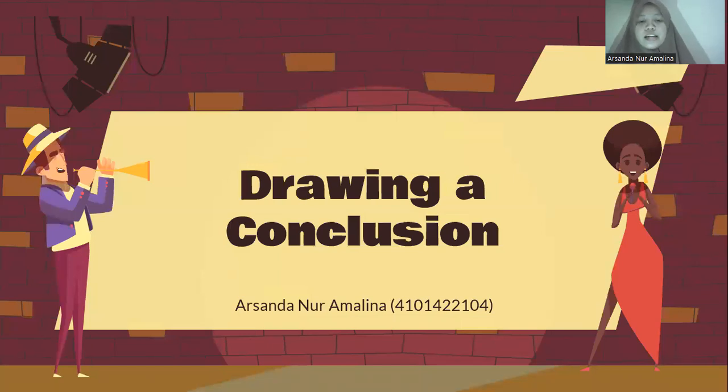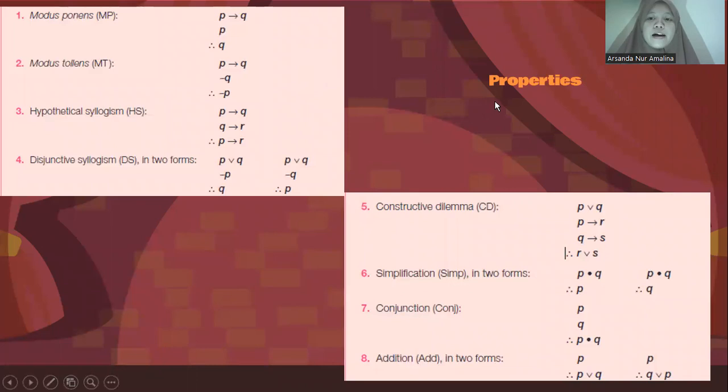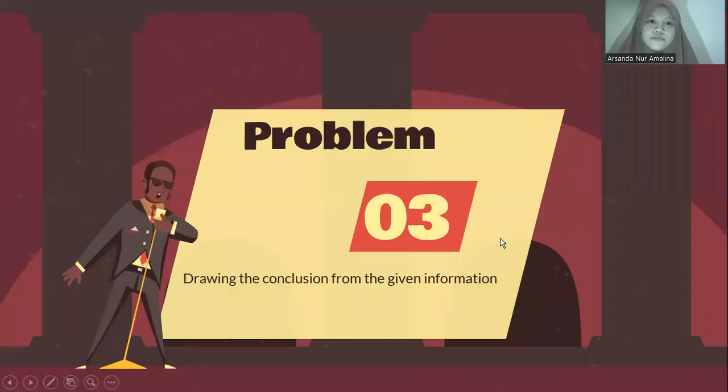And next, in the second discussion, we are going to discuss drawing a conclusion. Here are some properties for drawing conclusions. We have modus ponens, modus tollens, hypothetical syllogism, disjunctive syllogism, constructive dilemma, simplification, conjunction, etc. And this is the third problem. We are going to discuss drawing a conclusion from the given information.